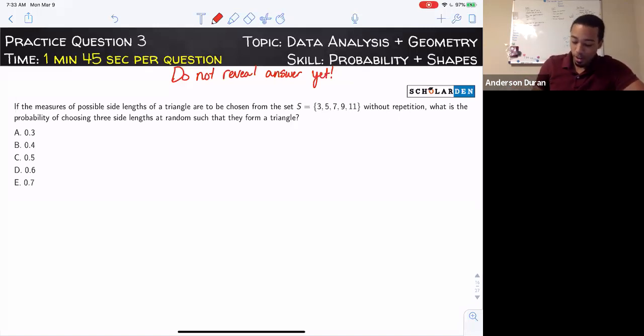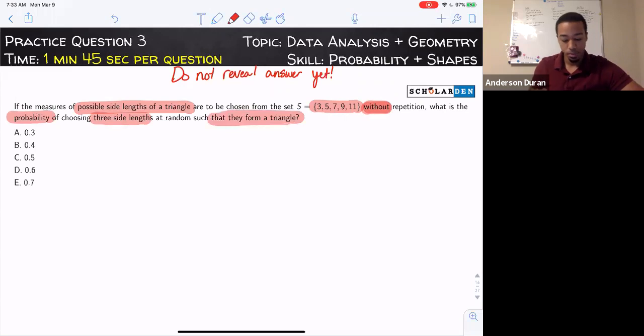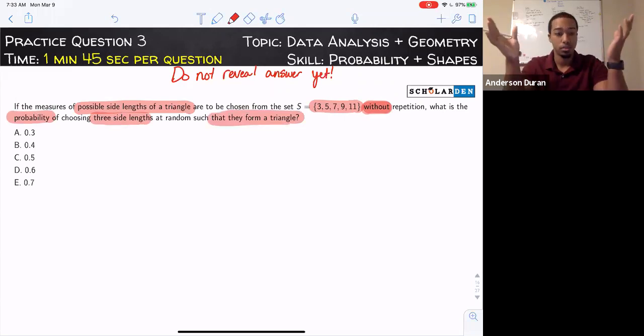Because what we want to do here is, before I reveal the answer, first things first, read the context. So if the measures of possible side lengths of a triangle, I recognize that. That's the triangle inequality theorem. If you don't know that, don't worry. I'll take care of that in a moment. But I see possible lengths of a triangle chosen from this set of numbers without repetition, probability of choosing 3 side lengths so that they form a triangle. So what I'm imagining right now is a triangle.